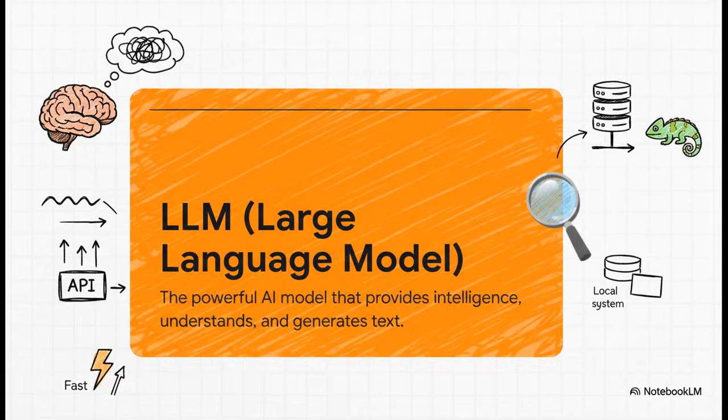Next up, we have the absolute star of the show, the LLM, or Large Language Model. This is the brain of our entire operation. It's this incredibly sophisticated AI that's been trained on just insane amounts of text. So it can understand prompts, it can answer questions, and it can generate text that sounds just like a human wrote it. This is where the magic comes from.